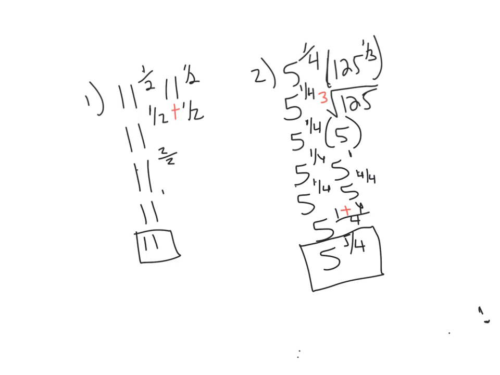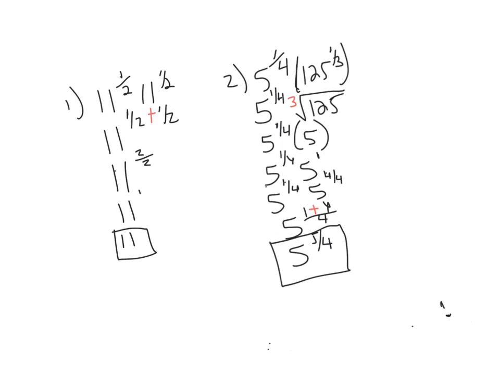Let's try another one. What if we have square root 7 times the cube root 7? We got a square root and a cube root. Kind of stuck, and 7's prime, right? We can't take the square root. We can't take the cube root. So let's try to rewrite it as a fraction. So square root of 7 is the same as saying 7 raised to the 1/2. Cube root of 7 is the same as saying 7 raised to the 1/3.